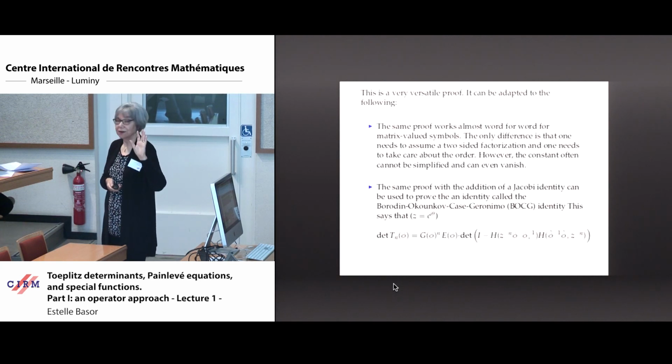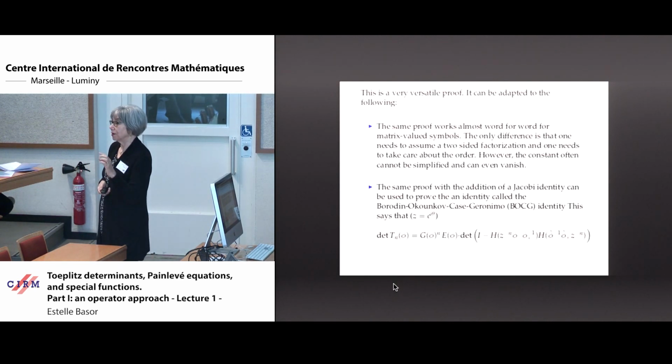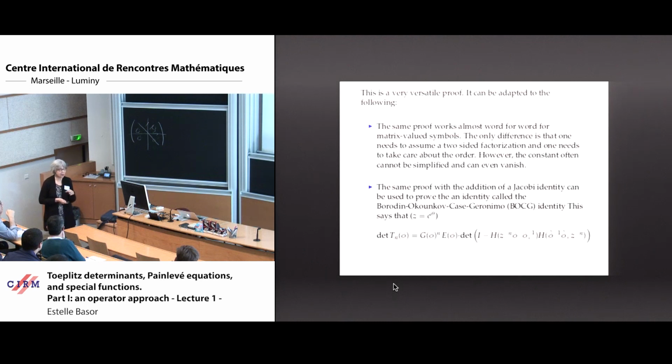So this is an identity. This identity was done independently by two different groups of people. Case and Geronimo did it a long time ago in sort of an appendix of a paper, and no one knew about it. And then Borodin and Okounkov did it because of some random matrix theory problems. It was rediscovered and has now been redone in all kinds of settings. Okay.